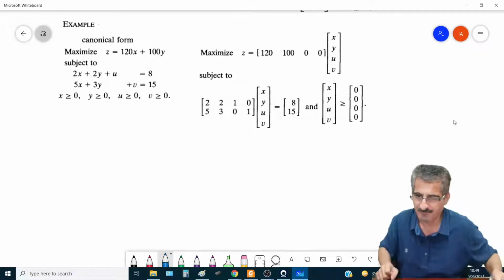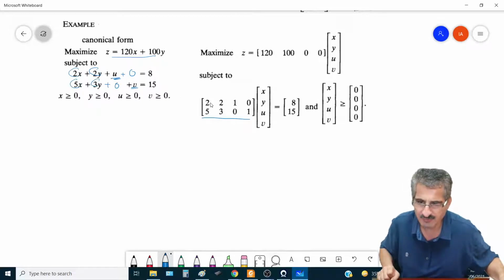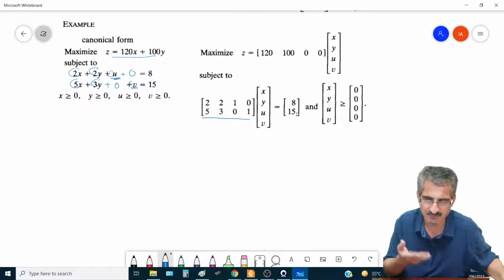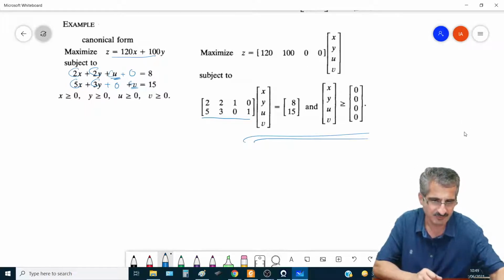So if we have our original problem, and we added this, we added that, the matrix becomes this: 2, 2, and we have 0 here, and 5, 3, and we have 0 here. So 2, 2, 1, and this was 1, and here 1, 2, 2, 1, 0. Okay, and I believe everything is clear, and thank you very much. We are done with the lecture.